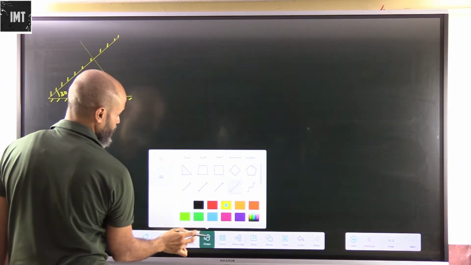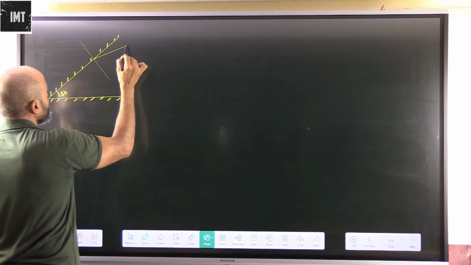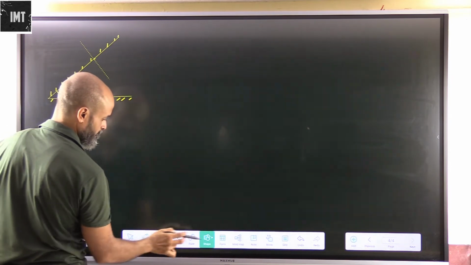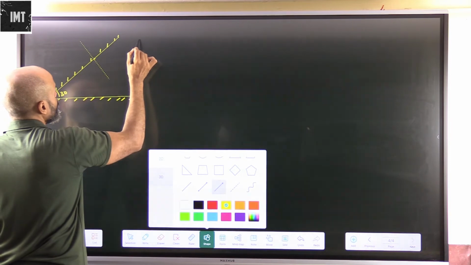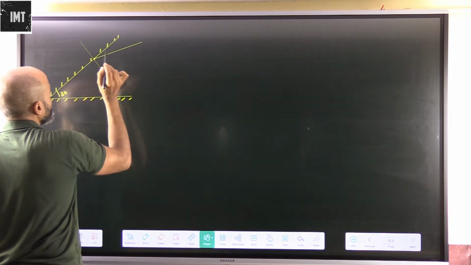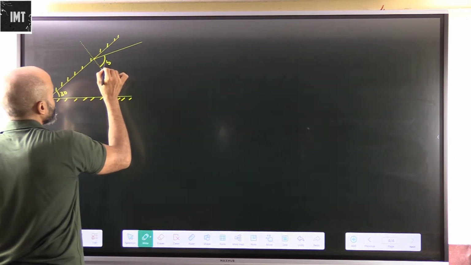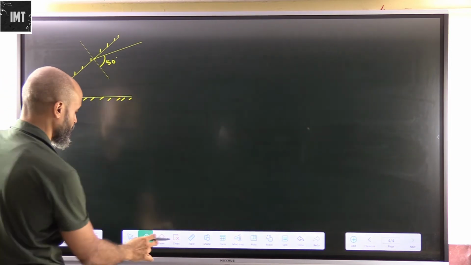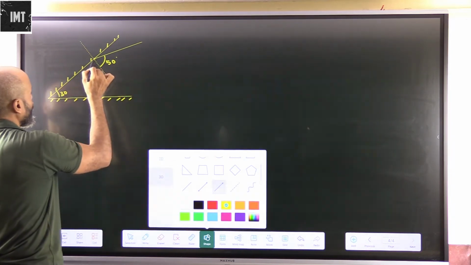Let's say there is a ray of light which is incident at an angle of 50 degrees. If the ray of light is incident at an angle of 50 degrees, obviously it will get reflected at an angle of 50 degrees as well.